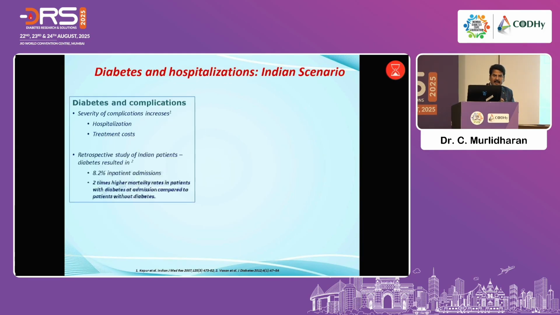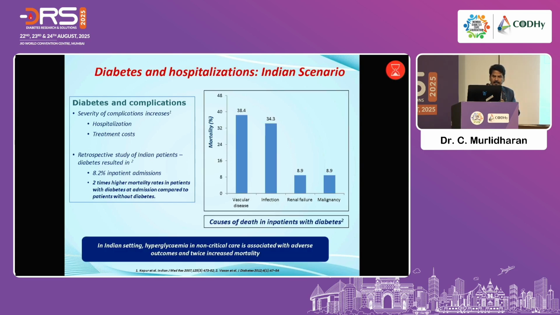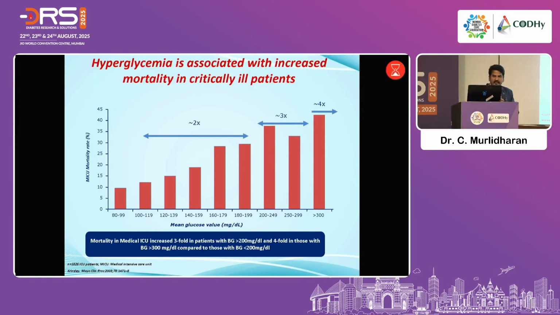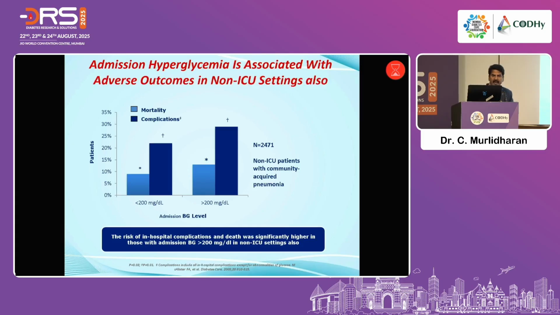And diabetes and the complications. Diabetic patients are associated with complications, most of them. These complications, their severity, increase the hospitalization and increase the treatment cost. So, critically ill patients are associated with a higher rate of mortality. As the severity of the blood glucose increases, there is a higher risk of mortality, twofold, threefold, and fourfold.